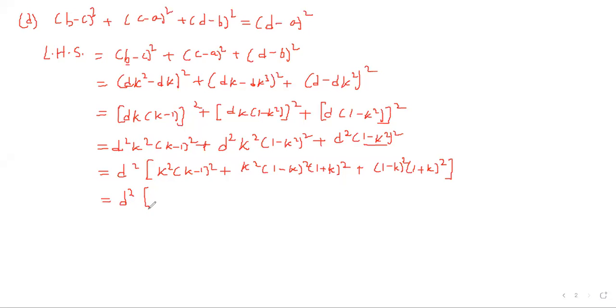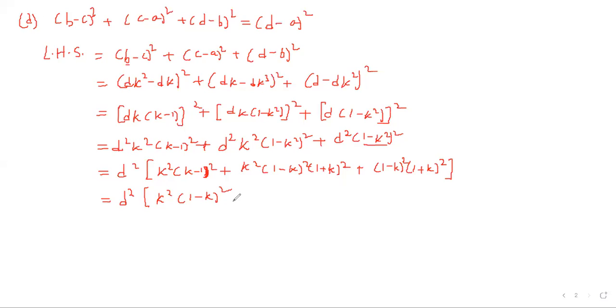So d square into, now it is k square into (k minus 1) whole square plus k square into (1 minus k) whole square into (1 plus k) whole square plus (1 minus k) whole square into (1 plus k) square. Now we know that on changing the sign, the square remains the same. So in place of k minus 1, we can write 1 minus k whole square, as we know that (a minus b) whole square is a square plus b square minus 2ab, and (b minus a) whole square is b square plus a square minus 2ab.